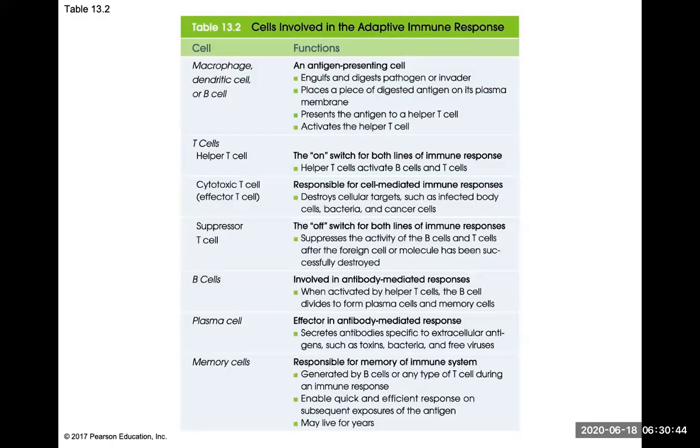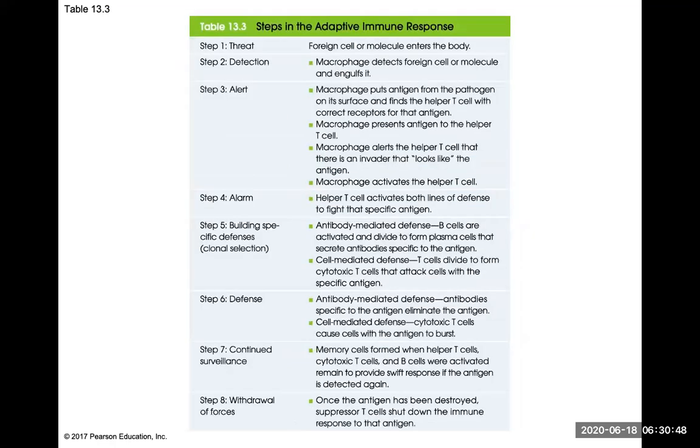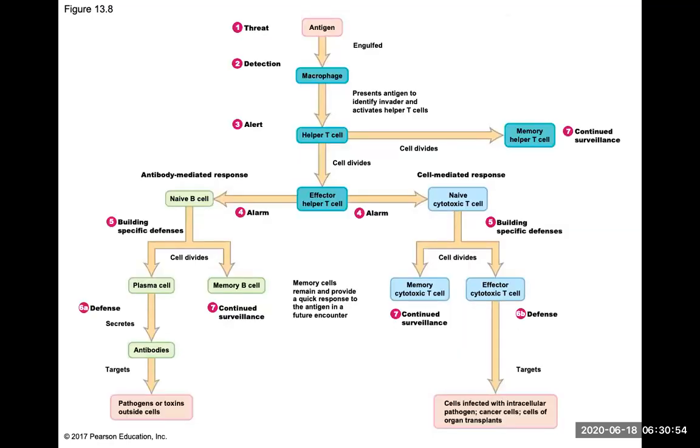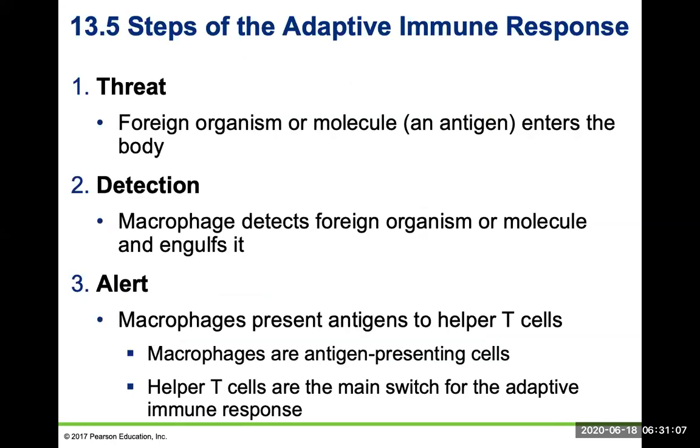So here's a great graph looking at the type of cell and the functions. And then the steps in the adaptive immune response. Another great graph to show when the threat is identified, how cells come through and either get rid of it through the antibody-mediated response or cell-mediated response. So the steps of the adaptive immunity, which that graph just showed, take you through the steps here that I'll let you read through on your own.